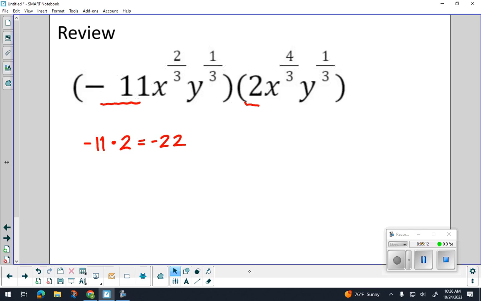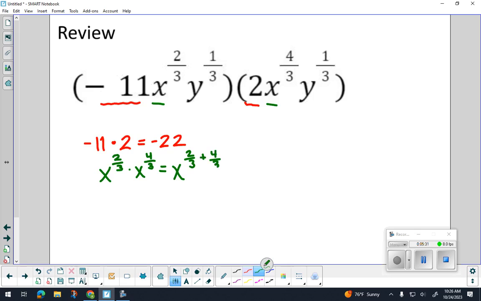Okay, so let's continue with the problem. Now we're going to do the variables, the letters. Let's do our two x terms together. Remember, when you are multiplying with the same base, you're going to add the fractions, and they just so happen to have the same denominator, so you're in luck. 2 plus 4 is 6, and then 6 divided by 3 is 2.